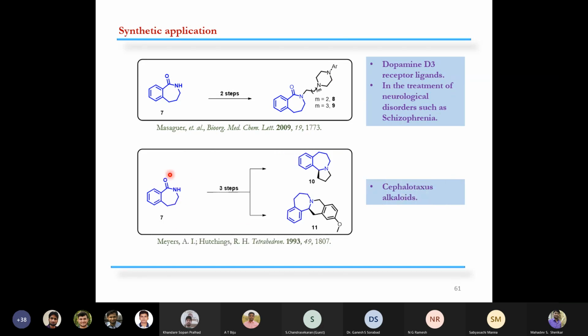Apart from this, the saturated benzolactam ring can be transformed into the corresponding chiral alkaloid, which falls under the cephalotoxus alkaloids, and this was achieved by Meyers et al.